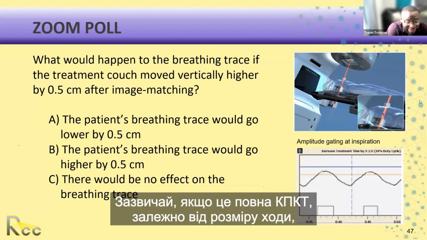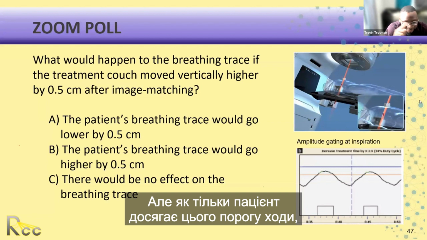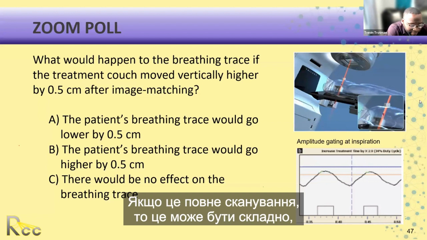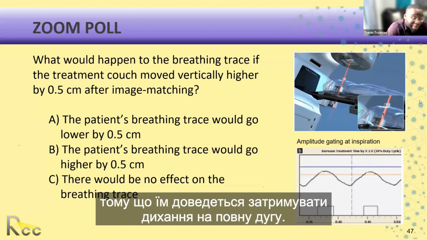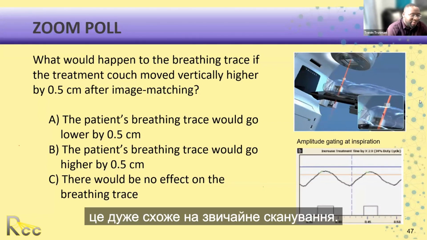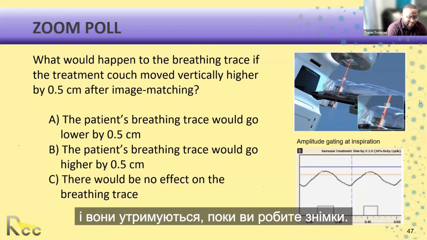Normally, if it's a full CBCT, depending on the gate size, it can be very challenging. But once they're in that gate threshold, just like treatment, the beam turns on for a CBCT. If it's a full scan, then it can be challenging because they would have to hold their breath for the full arc. Sometimes you may need to give them breaks in between. But yeah, it's very similar to just treating. Once they're in that gate, the CBCT goes off and they're holding while you're imaging.